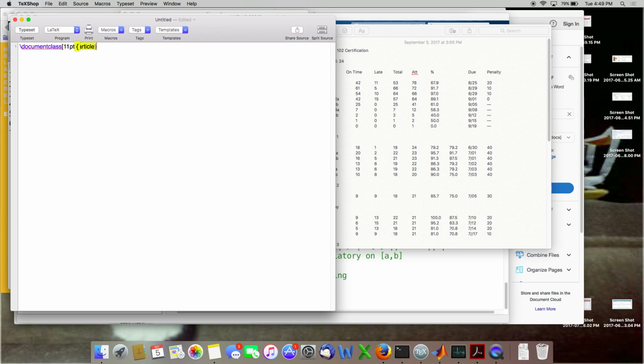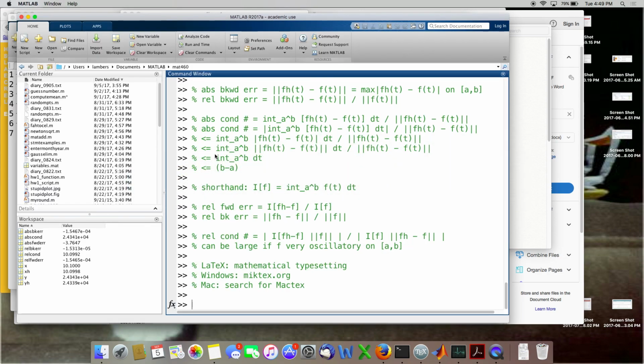And if I go through this too fast, keep in mind this is being recorded. You can watch the video later. So I'm just creating a bare bones document. I'm specifying it's an article. Actually, I'm going to put something else in the diary here for you.